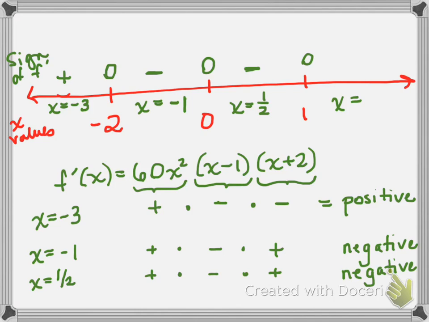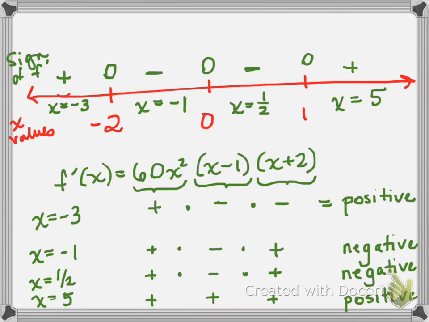And then we pick a number to the right of 1. Any number to the right of 1, it doesn't matter what it is. We could pick x equals 5. So x equals 5. 60 times 5 squared is positive. 5 minus 1 is positive. And 5 plus 2 is also positive. A positive times a positive times a positive is positive.